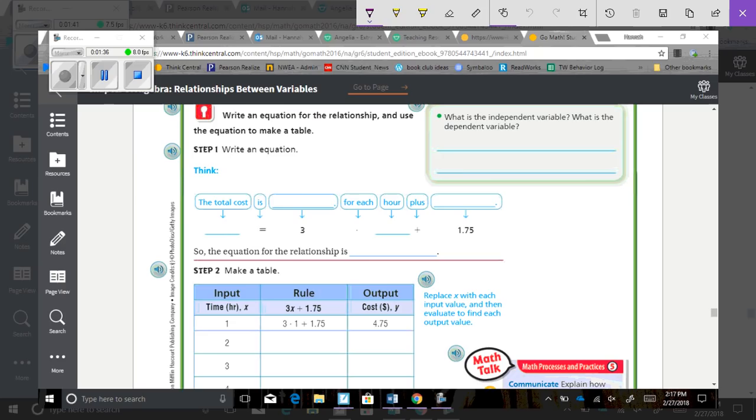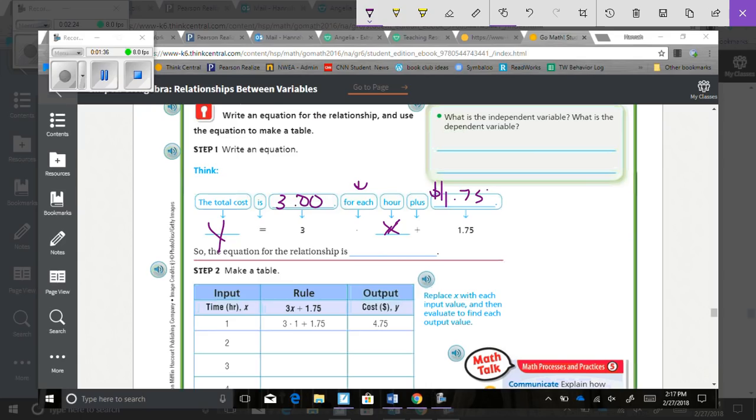Step 1 says write an equation. So we need to think the total cost, which we're going to use y because we don't know it, is $3. So we're going to write 3 for each hour, which is going to be x. And this little dot here means to multiply. So 3 times the hours plus $1.75.